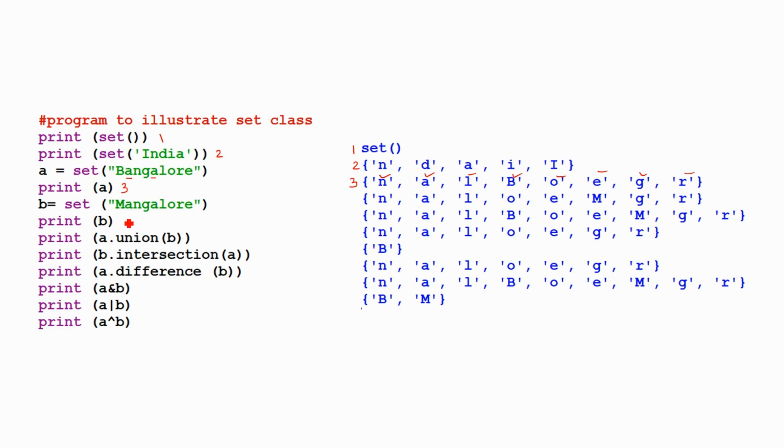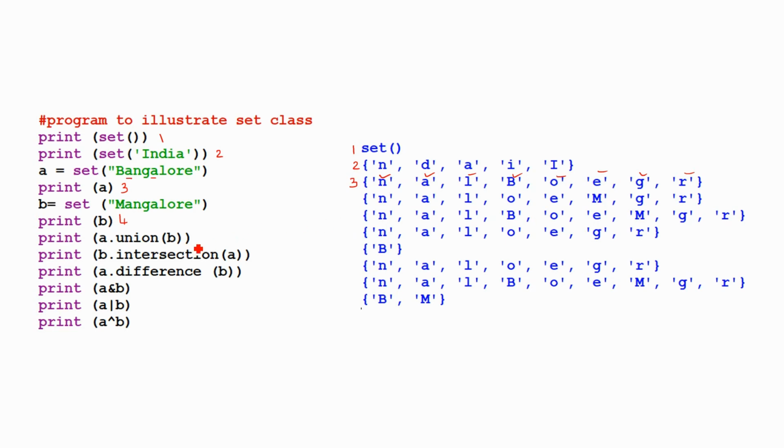Similarly, I create another set with the string Mangalore. Now the same thing will take place, where my A appears twice, here it will appear only once in a set. It will be included only once in a set, and the remaining things are going to be as they are.